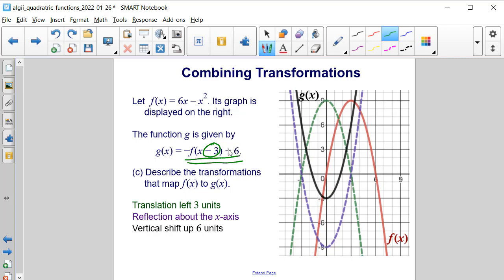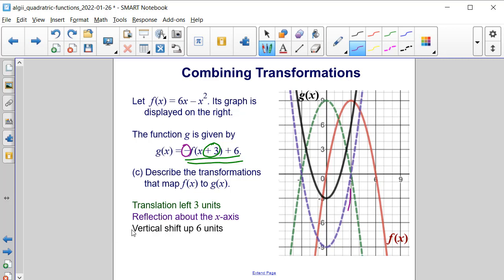And then because the positive 6 is outside of everything else, we always do that vertical shift absolutely last. So that leaves us with a reflection across the x-axis happening second. So first, if we translate it 3 units to the left, we get this green function, parabola. And then when we reflect it about the x-axis, we get a positive parabola.